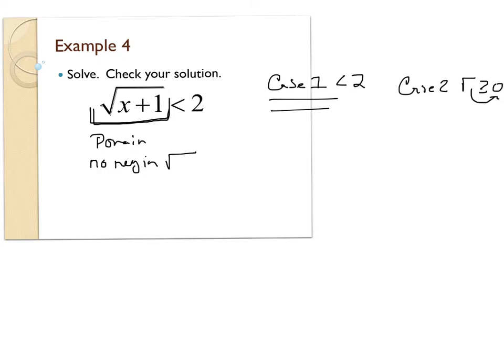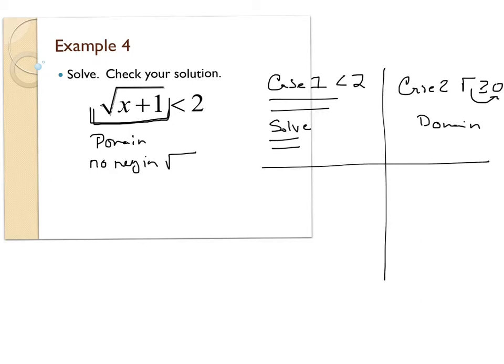So for case 1, I'm just going to solve. Okay? For case 2, I'm going to look at the domain. Okay? So let's do both cases. So the first case is I'm just going to go ahead and solve, and that's it. So I'm going to go ahead and take the square root of both sides, and I get x plus 1 is less than 4. Subtract 1, x is less than 3.